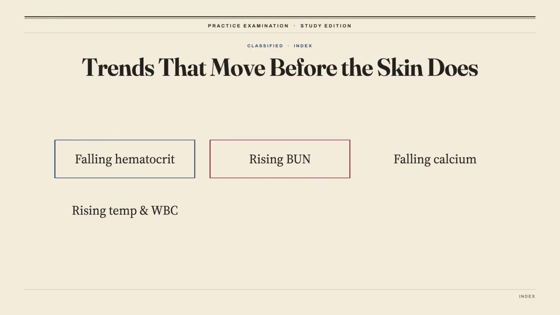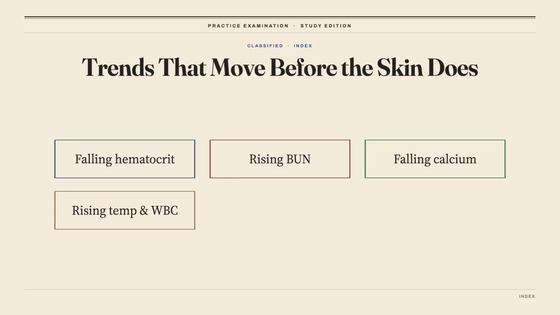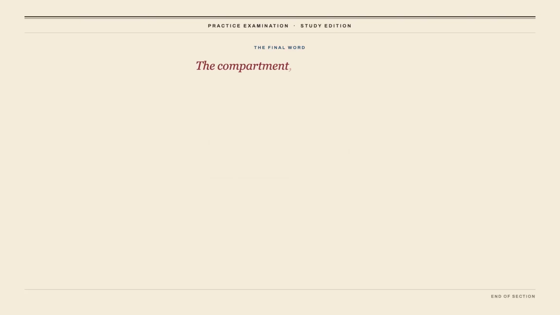A hematocrit that falls after early hemoconcentration signals bleeding. A rising BUN despite fluids predicts a worse course. Falling calcium signals ongoing fat necrosis, and rising temperature and white count signal necrosis or infection.